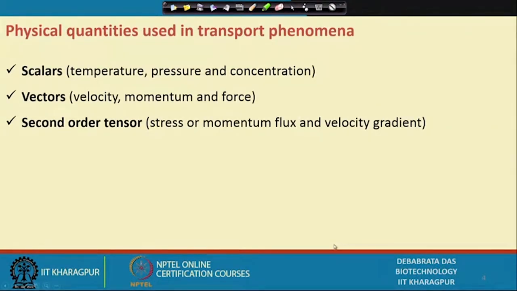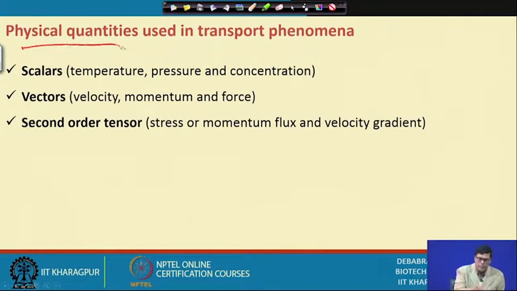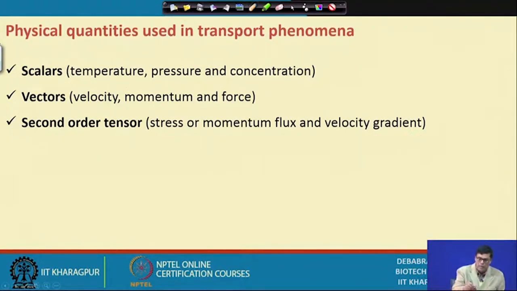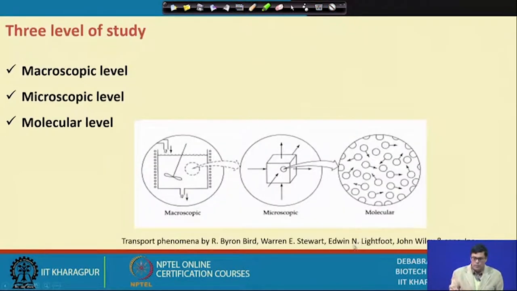Now when you try to solve it, we come across different physical quantities, am I right? One is scalar. Scalar means it has some value, as for example temperature, pressure, and concentration. But vectors have some direction, like velocity, momentum and force. And a second order tensor is the stress or momentum flux and velocity gradient. So these are the different quantities we will be using while describing transport phenomena.